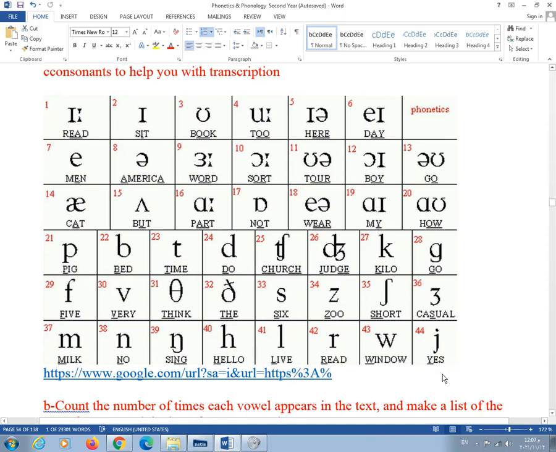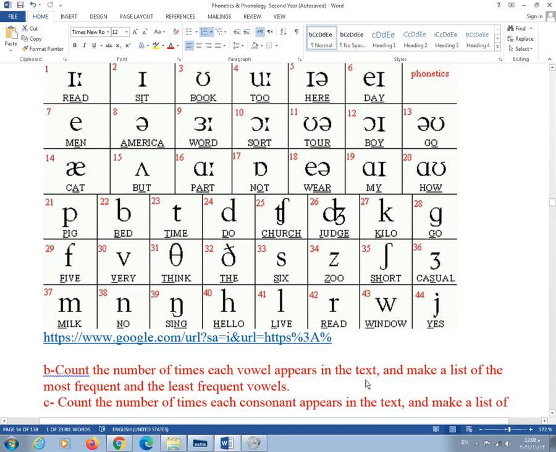I hope that you start transcribing and reading as much as you can, and also listening and speaking, and do the rest of the exercises.